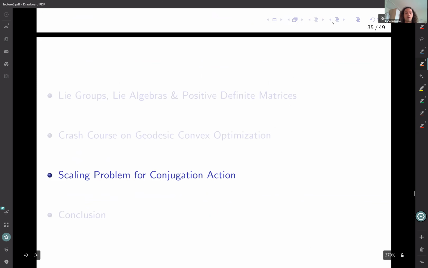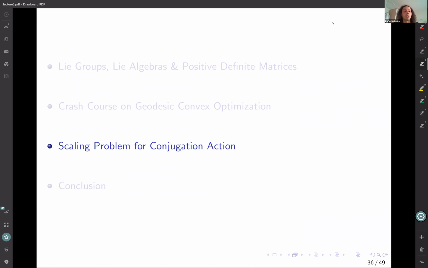Now that we know how to do geodesic gradient descent, let's see how to solve the scaling problem for the conjugation action using the optimization techniques that we just learned.